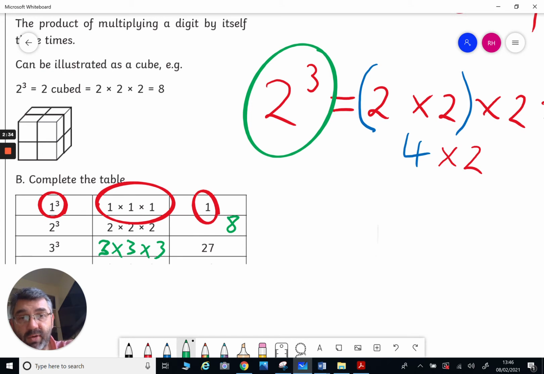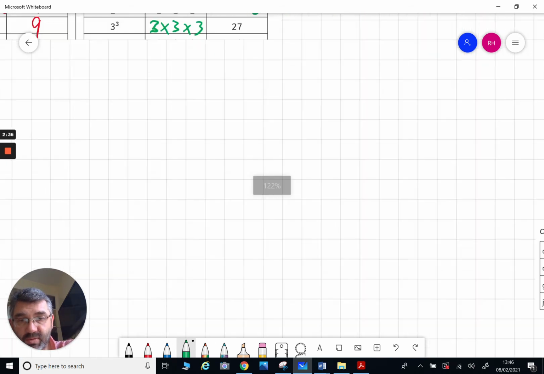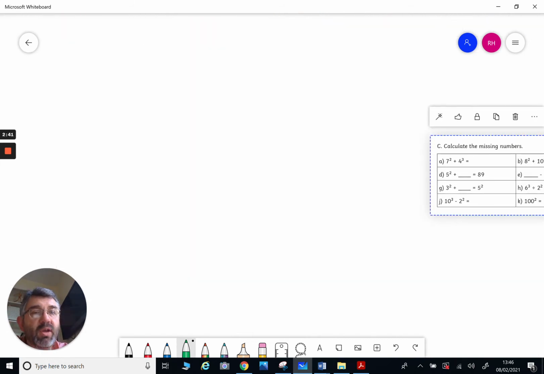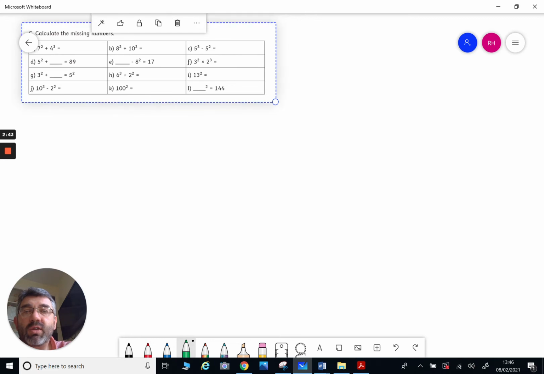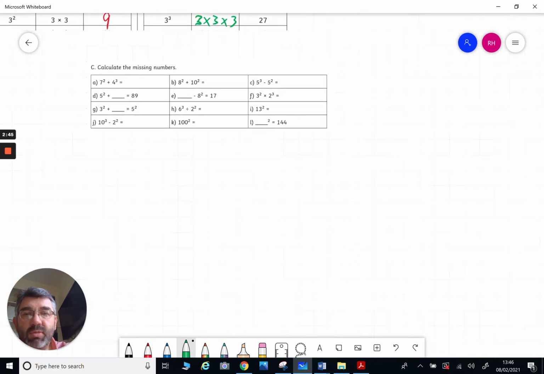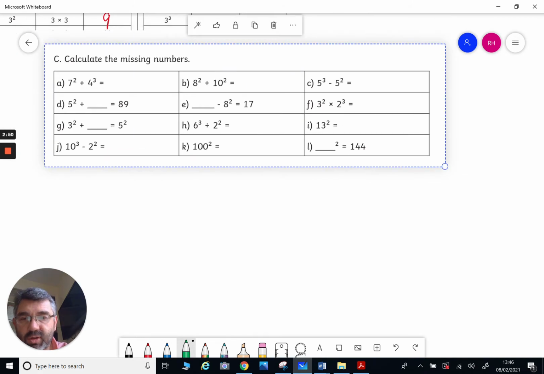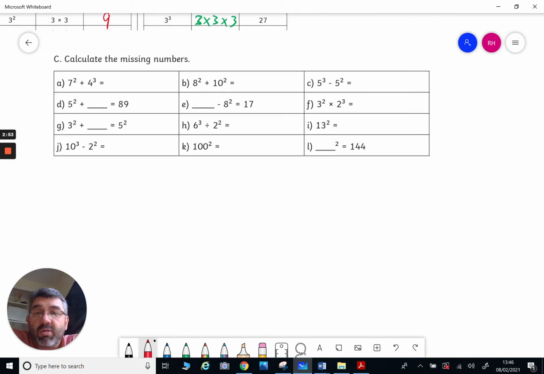Now if I just scroll up, we get a little smaller so I can find it. My second sheet, here it is. Let's bring it over so that we can see what we've got here. Make it a little bigger. There we are. Okay, and let's have a look what this is asking us to do. Right, there's a lot going on, isn't there? We've got some cube numbers, we've got some square numbers, we've got some missing numbers, we've got some multiplication, we've got some division.